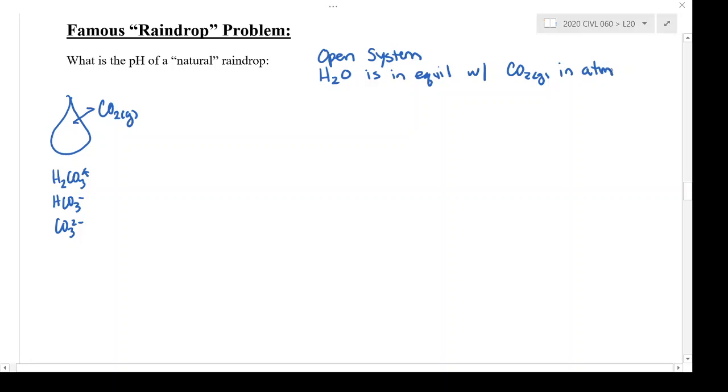I follow a certain kind of procedure when solving these kinds of problems. First, I'm going to write out the reactions. The reactions include carbonic acid, H2CO3 star, dissociating and donating a proton and forming bicarbonate. The constant that goes with this is Ka1, because carbonic acid is a diprotic acid, and this is 10 to the minus 6.3.